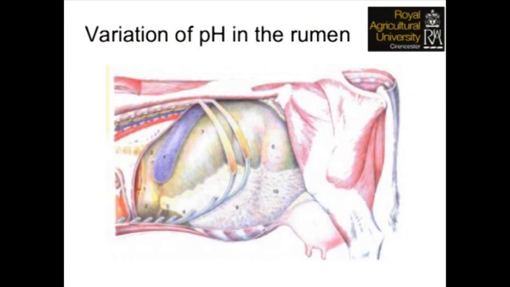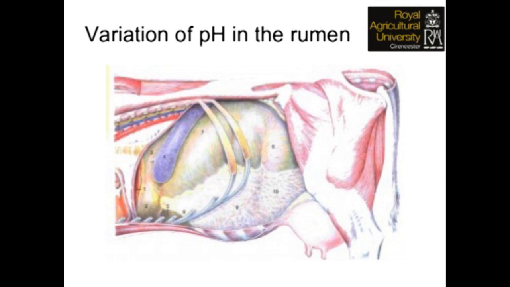So let's look at the variation within the rumen. At the very top of the rumen you will get the gas phase, and that's where you'll get the lowest pH. In the middle is where traditionally measurements have been taken, in the ventral sac, as we call it. And if you take that as the reference point, the reticulum will have a pH 0.25 units higher than that, meaning it's less acidic.